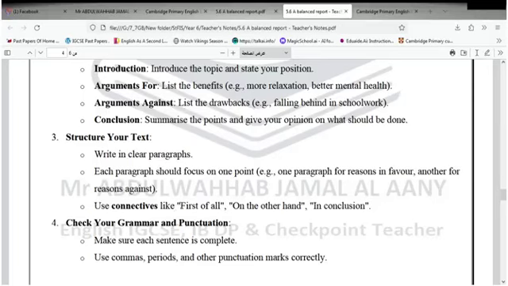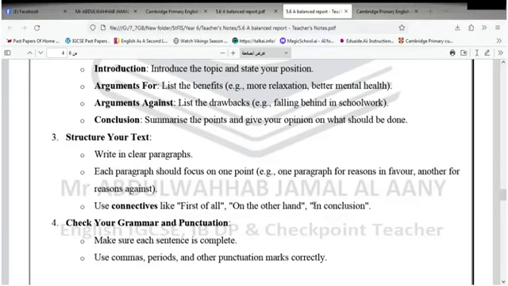A good way to start a paragraph: first of all, besides, in addition to. Another good idea to transition from paragraph to paragraph or from one point of view to another point of view is using on the other hand or however or while.